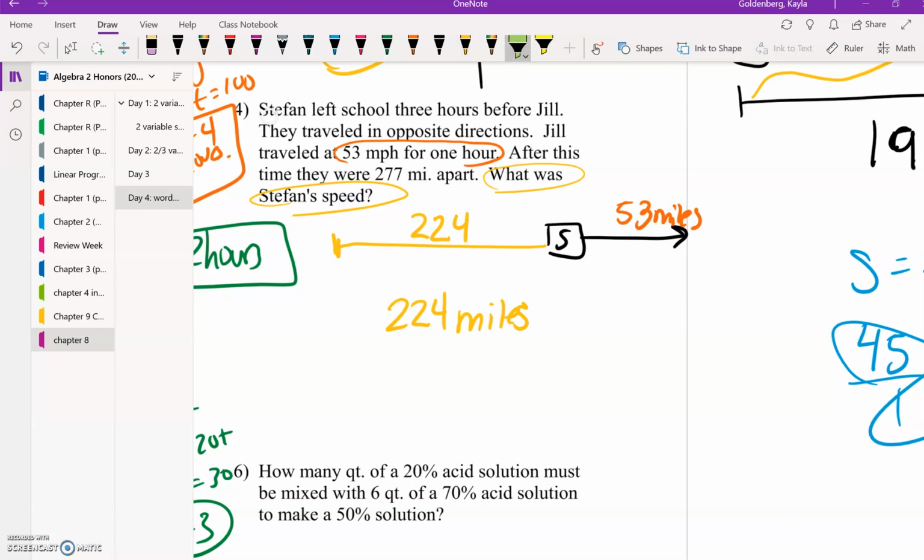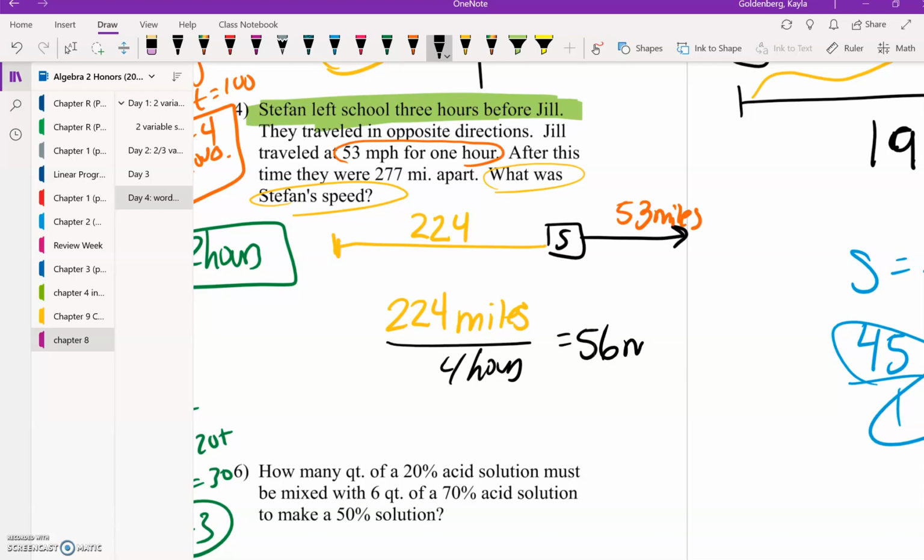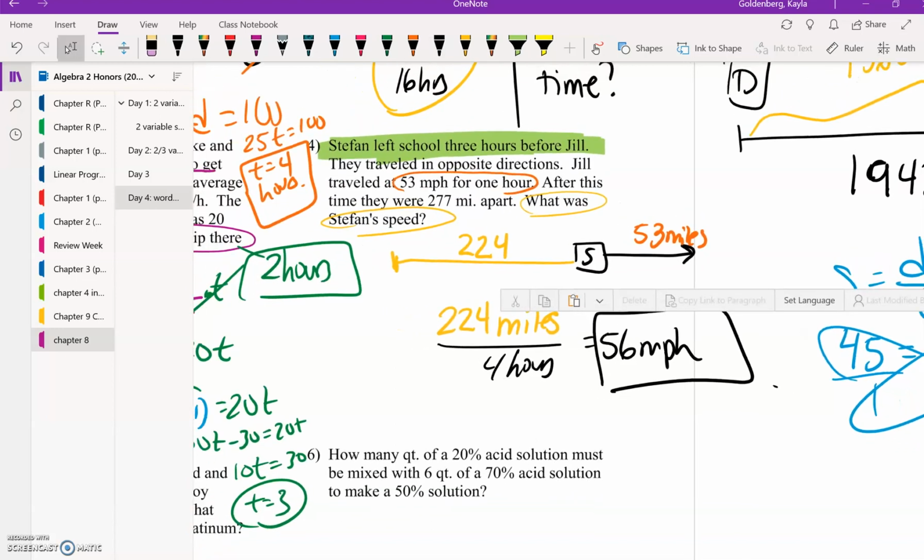Pause, I missed something. Stefan left school 3 hours before Jill. So Jill has traveled for 1 hour. That means Stefan has traveled for 4 if it's 3 hours in addition. So 4 hours, 224 divided by 4. Looks like we're going to get 56 miles per hour. So he's actually not going that much faster than Jill if you compare, keeping in mind the time.